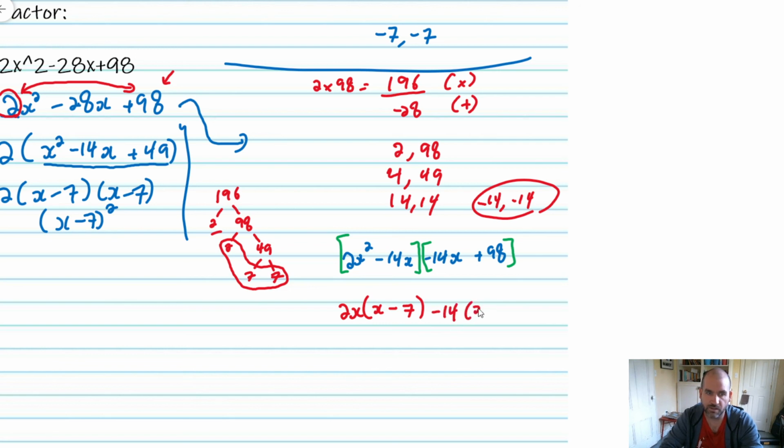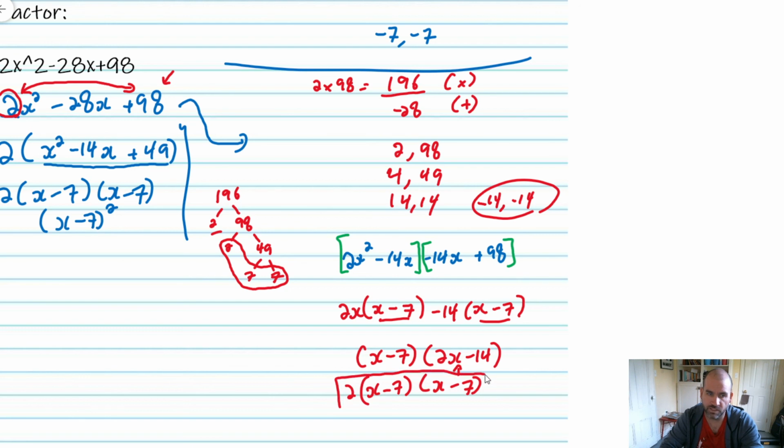This side, I can take out a negative 14, leaving me with an x. 98 divided by negative 14 is negative 7. So if we do this right, the value in these two parentheses should be the same. So I'm left with an x minus 7 and a 2x minus 14, right? This has a common factor because we missed it at the very beginning. So x minus 7, and take the 2 that I divided out and stick it in front. And we'd have the same thing.